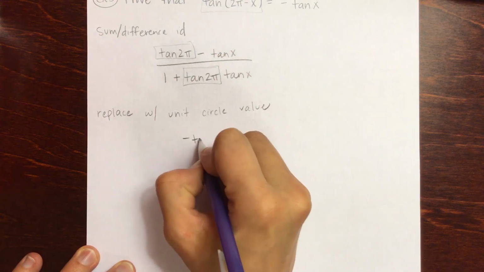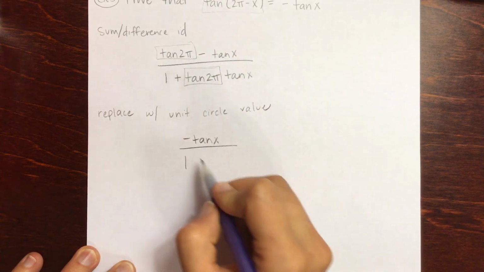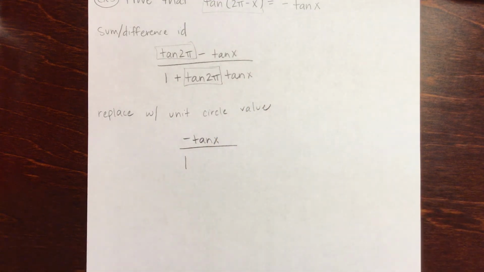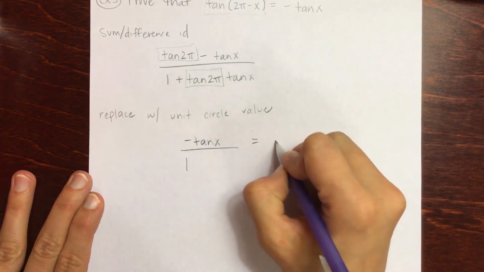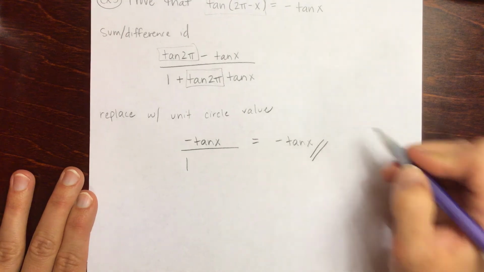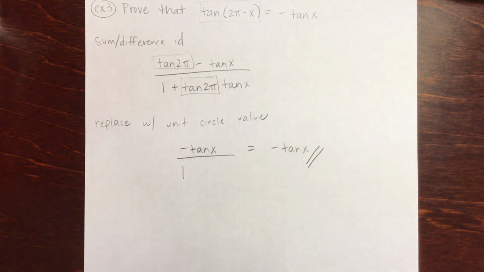0 minus tangent x is negative tan x on top. And 0 times tan x is 0, so 1 plus 0 is just 1. We don't usually write things over 1. We usually just write them as what was in the numerator. So, wow, that ended up being really fast, and I was worried this one would be tricky, but we got it. So anyhow, hopefully this made sense to you. We're just using our identities and working through them and adding it on top of the other skills we know.